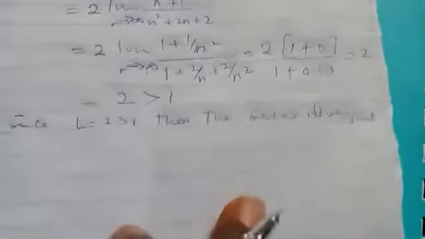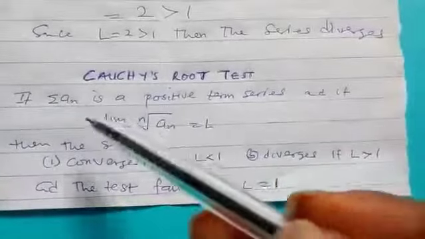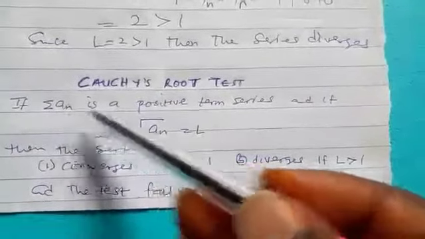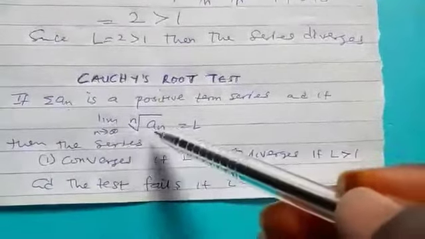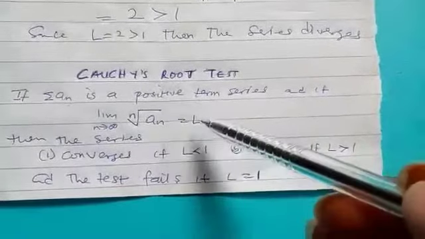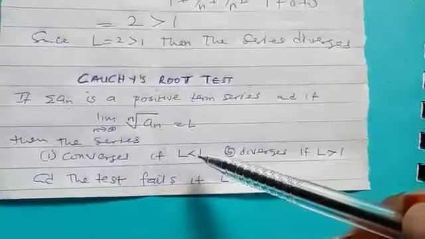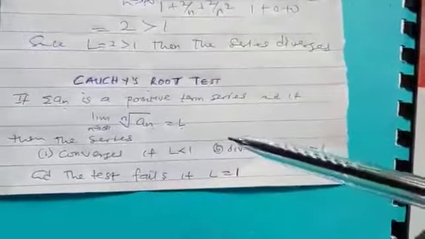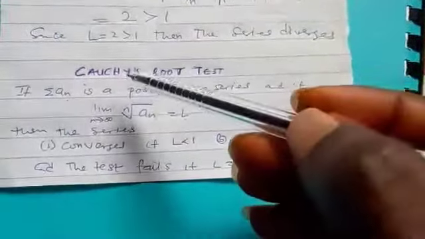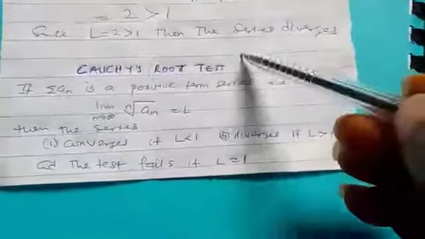Another important test is the Cauchy root test. So we have the Cauchy root test here. If this series is a positive term series, and if limit n tends to infinity, nth root of an is equal to L, then we say that the series converges if that L is less than 1, diverges if L is greater than 1, and so on, just like what we have in the D'Alembert ratio test. So this is now the Cauchy root test, or simply the root test.